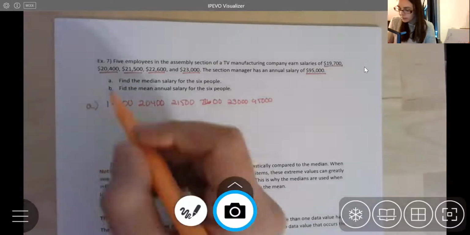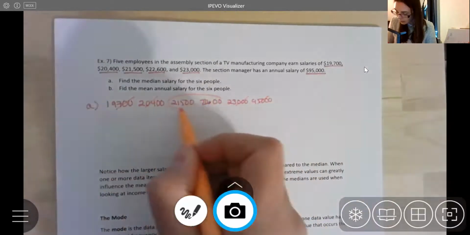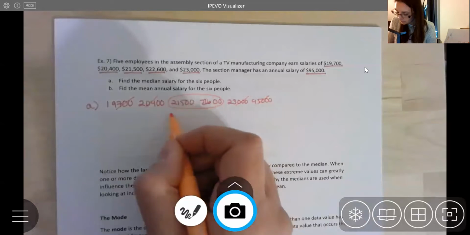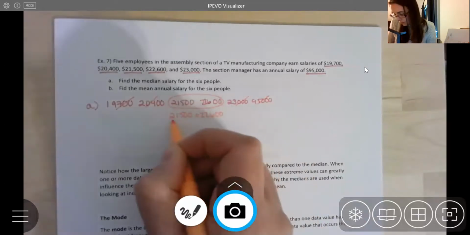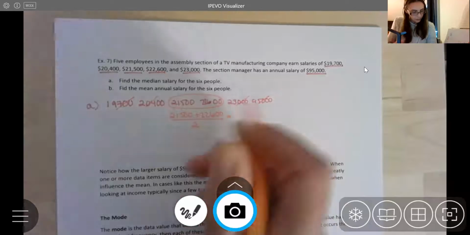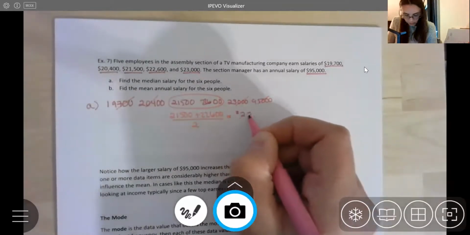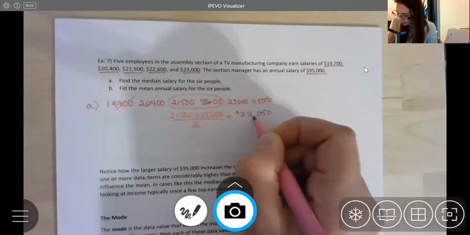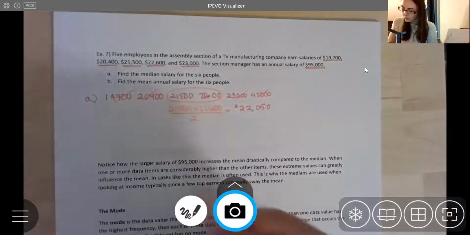So if I count into the middle here, I'm just going to use our basic technique for our median. Let's see, I get exactly 22,050 here for my median. And again, this one was pretty easy just counting because I only had 6 numbers, but you could use the position formula here if you wanted to.